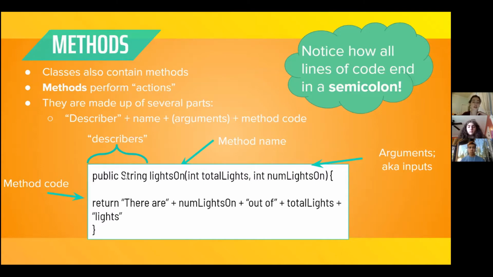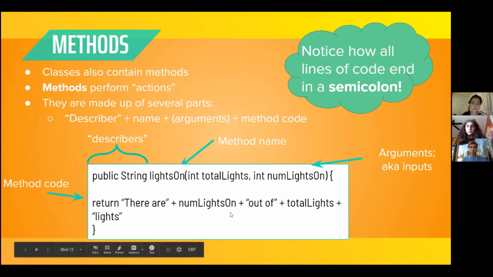There's different types of methods. Some can return integers, some can return decimals, others can return booleans, which is like a true or false statement. Some can even return nothing, and you put void there, and it just performs an action, right? Lights on is the name of the method.